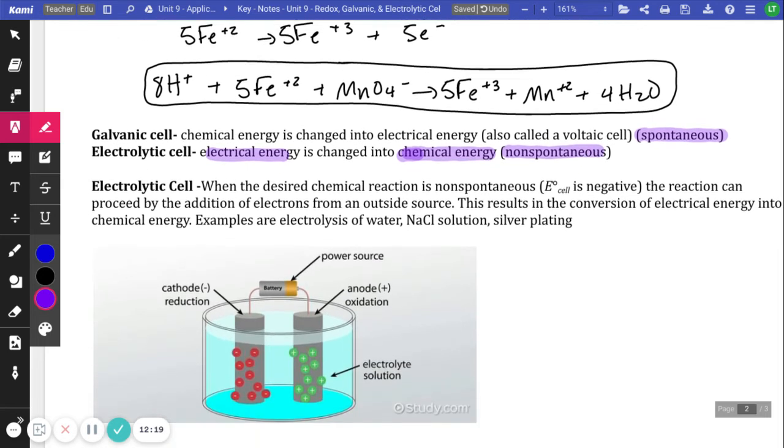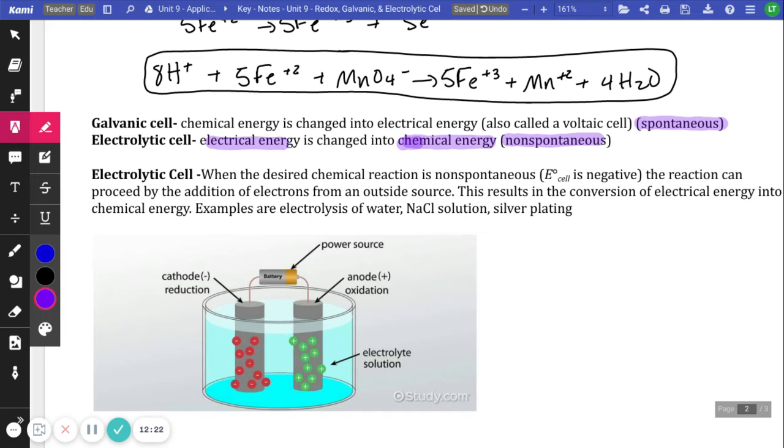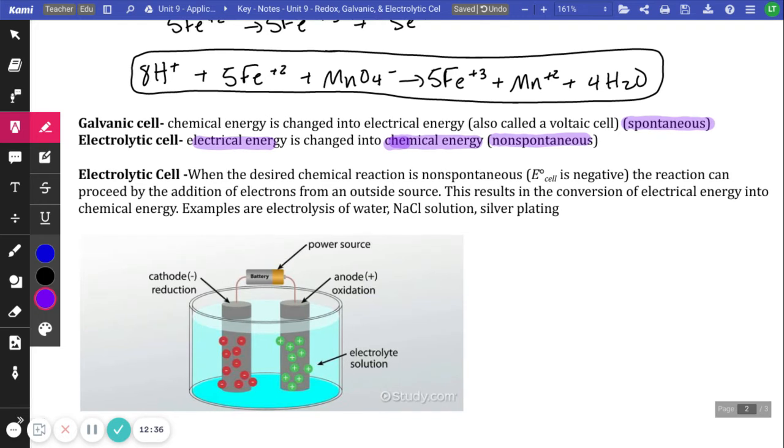Okay, I'm going to talk a little bit about electrolytic cells, just hit a few key things about them, but really we're going to talk about this more next week when we talk about Faraday's law. It just makes more sense to talk about them then. So the chemical reaction that we want to happen is non-spontaneous. We can basically make our reaction happen by the addition of electrons from an outside source. This results in the conversion of electrical energy into chemical energy. We see this in the electrolysis of water or salt solution or silver plating.